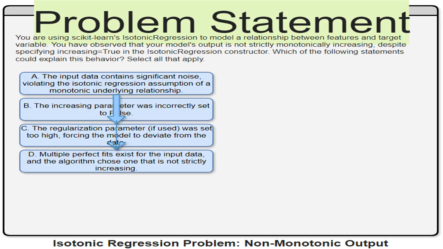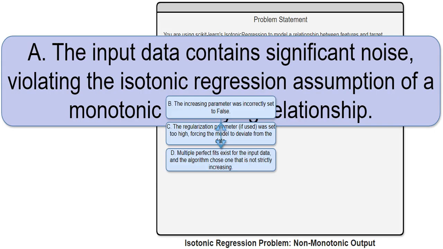You're using isotonic regression in scikit-learn. You expect a strictly increasing output, but you're not getting one. Why? Noisy data can make it tough for the algorithm to find a truly increasing trend. Imagine trying to connect points scattered randomly. You might end up with ups and downs.